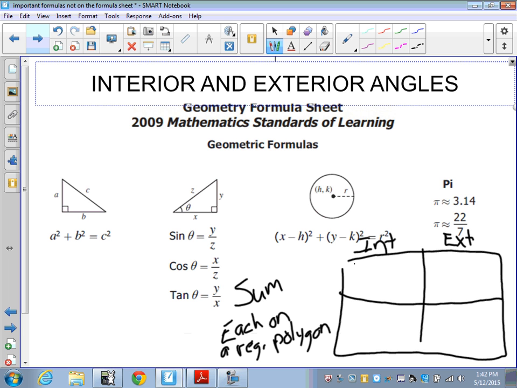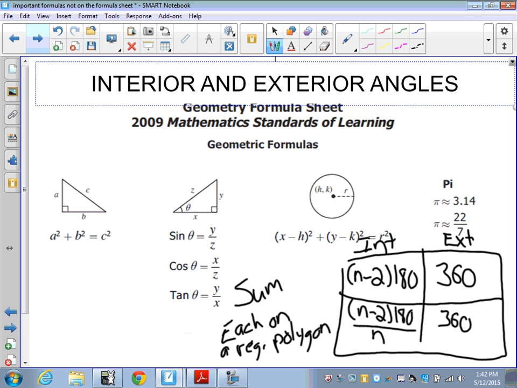So the sum of interior was n-2 times 180. The sum of the exterior was 360, and then when we needed to find one on a regular polygon, we would just divide it by the number of sides. So remember, n stood for the number of sides. Hopefully that's something you already know, but again, it's something that's not given to you on the formula sheet, and you really need to know it.